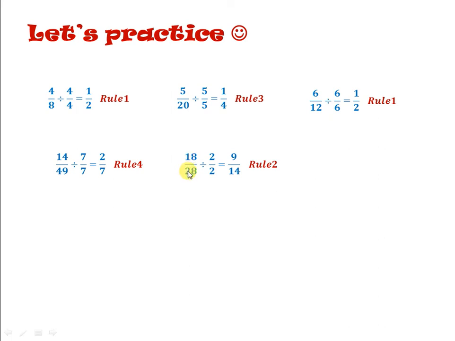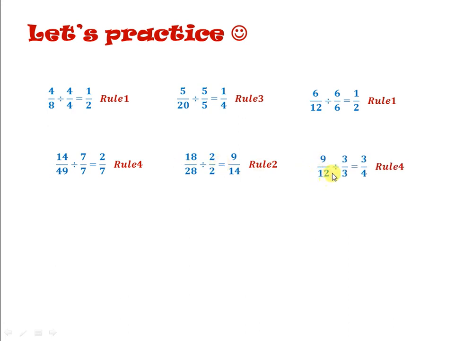18 over 28. We have here both even numbers. So we can divide by 2 and use rule number 2. 18 divided by 2 is equal to 9. 28 divided by 2 is equal to 14. And this is the simplest form here. Neither number can be divided by the other. And here this is the simplest form. I have a prime number and the other number cannot be divided by it.